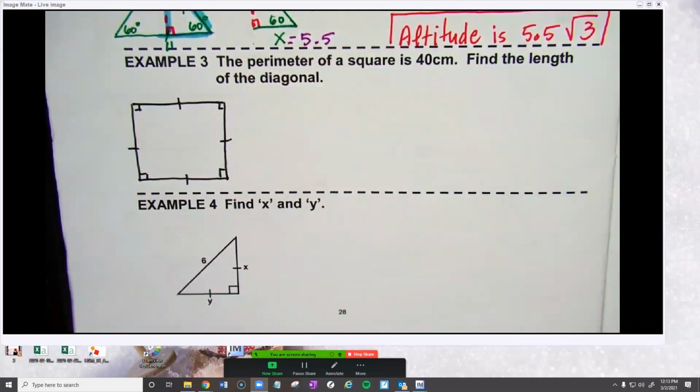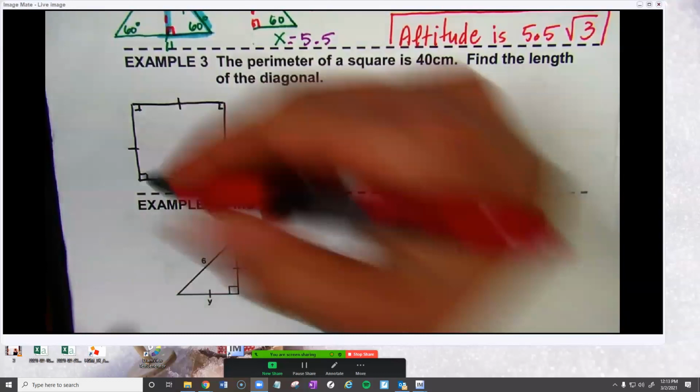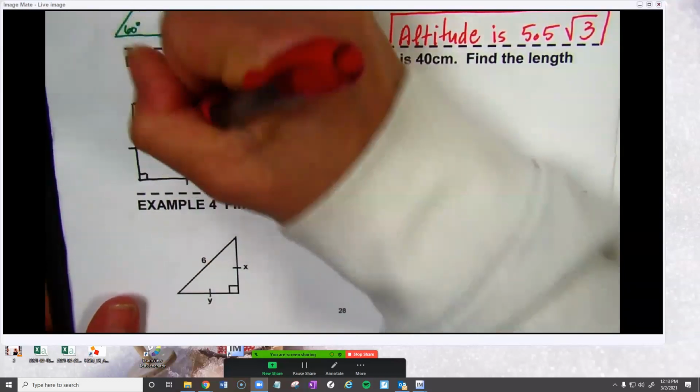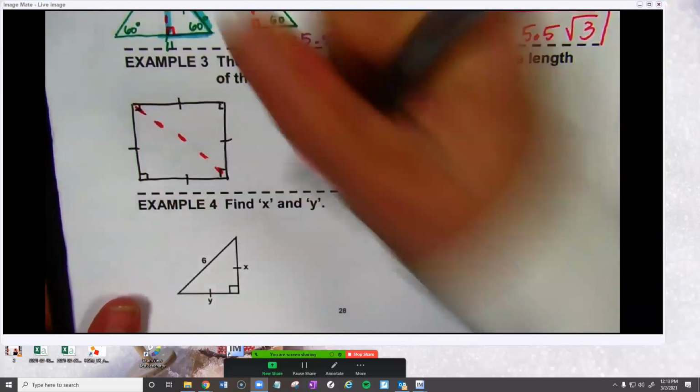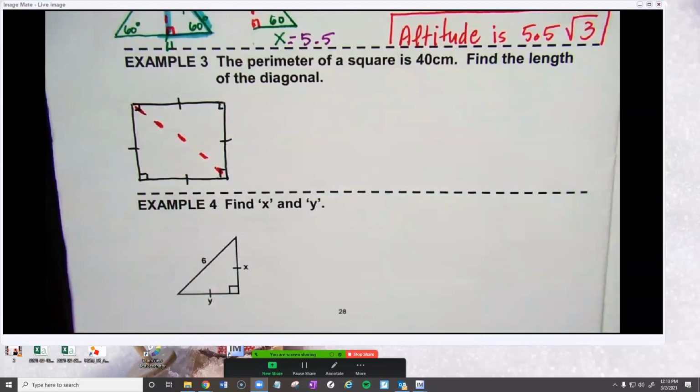And I know that we need to find the diagonal. I'm going to go ahead and draw that slanted dash line. I'm just going to go ahead and get my picture ready. So we've got a square and a diagonal. Is this a 45, 45, 90 or a 30, 60, 90? Yes, it's going to be a 45, 45, 90.